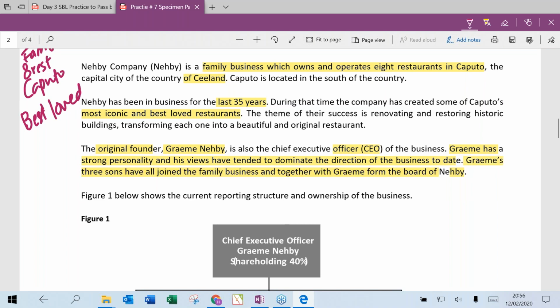What are the key messages from this? Strong personality, dominate the board. This is about the CEO, okay? And 3 sons have joined the family, okay?